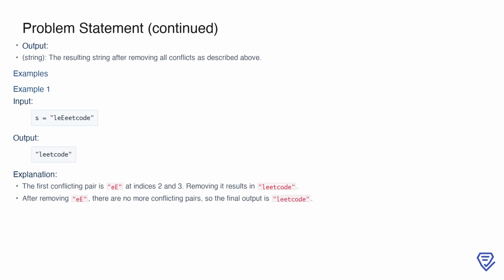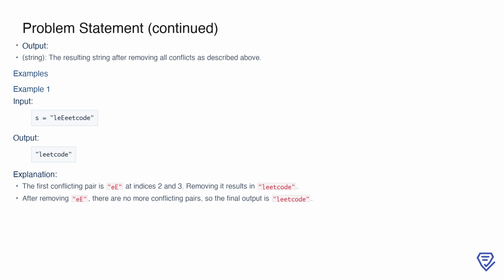Now, let's look at the input and output format. The input is a string S that consists of only lowercase and uppercase English letters, and its length is guaranteed to be between 1 and 100. For the output, we need to return the resulting string after all the conflicting pairs have been removed. To understand this better, let's walk through an example.